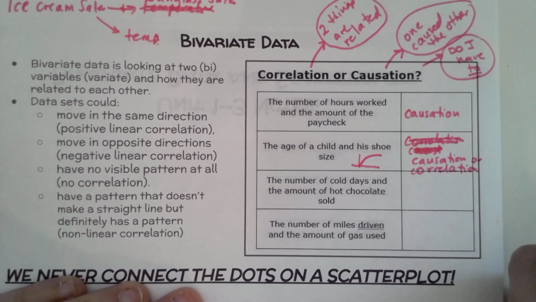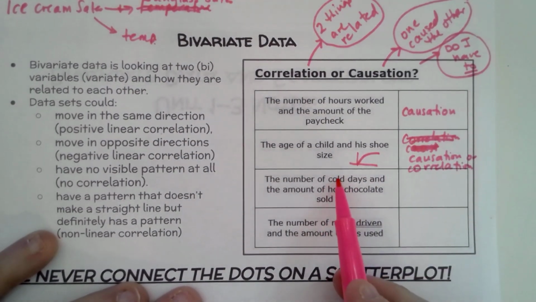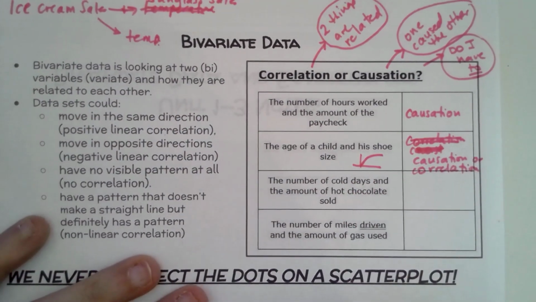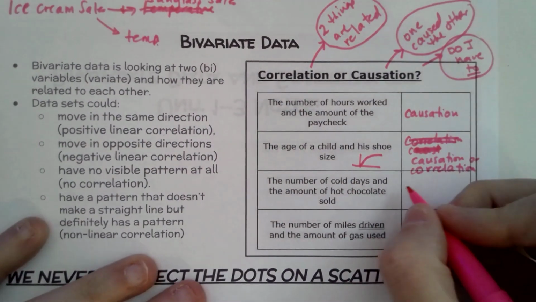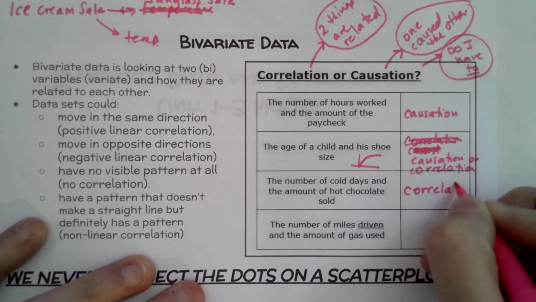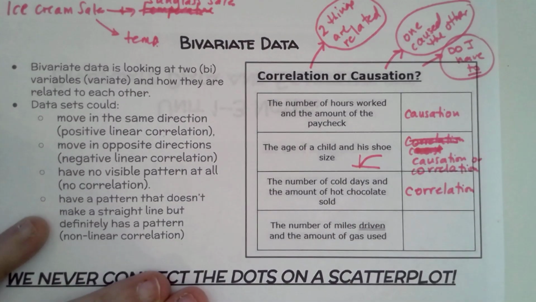So does that mean everybody had that same size feet at that same time? No. So this one, there's some room for discussion. But what about this one? The number of cold days and the amount of hot chocolate sold. On a cold day, do I have to buy hot chocolate? No, this one's causation. I'm saying correlation. Okay, because I don't have to buy hot chocolate on a cold day.